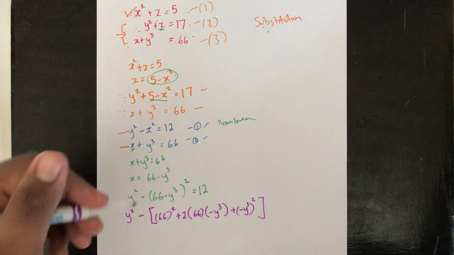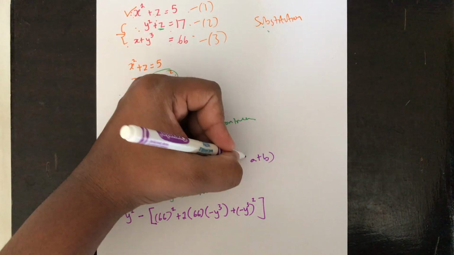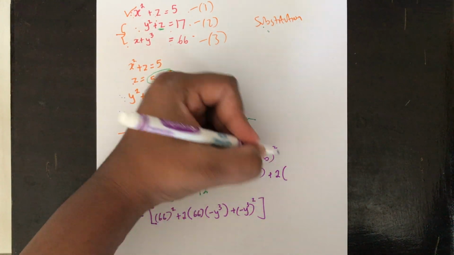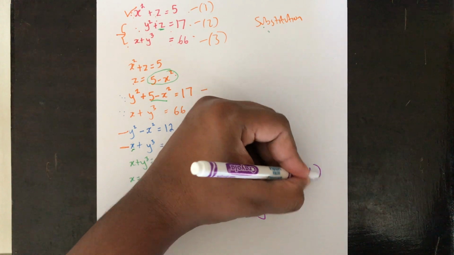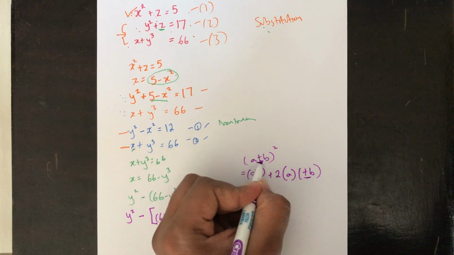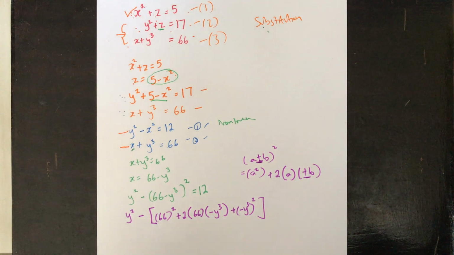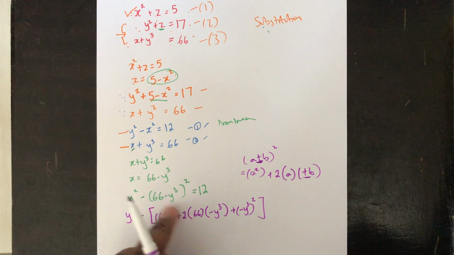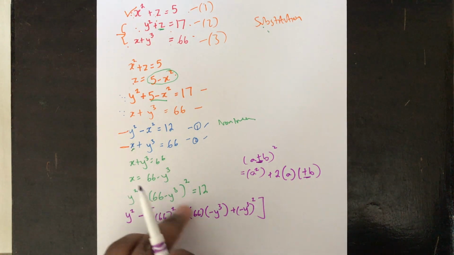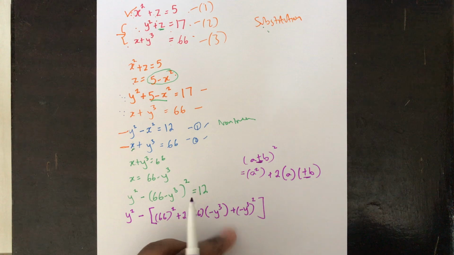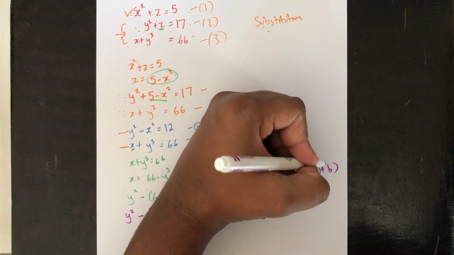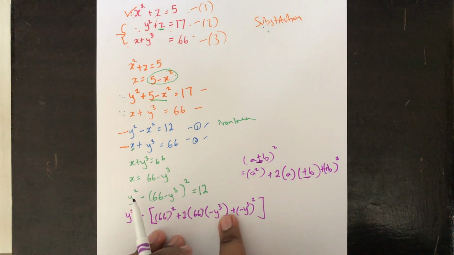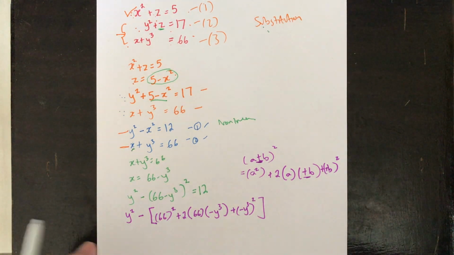So again, this is very similar to the a plus b squared identity. I have a squared plus 2 into a into plus b. Remember that this sign will always be there. So suppose if it was minus b squared, this will be minus. That's why I've taken the minus here. So I have a squared, 66 squared, plus 2 into a, which is 66, and b is minus y cubed plus b squared. So again, this is the same as plus positive b squared. So therefore I need to take the sign. So it's going to be plus minus y cubed squared.